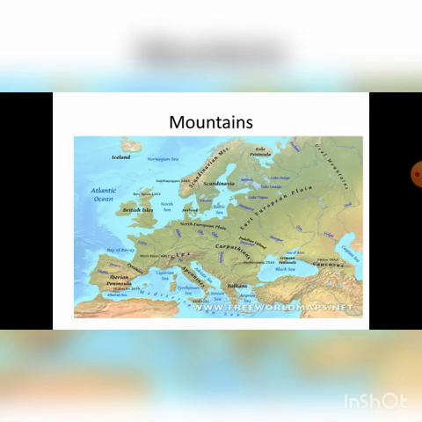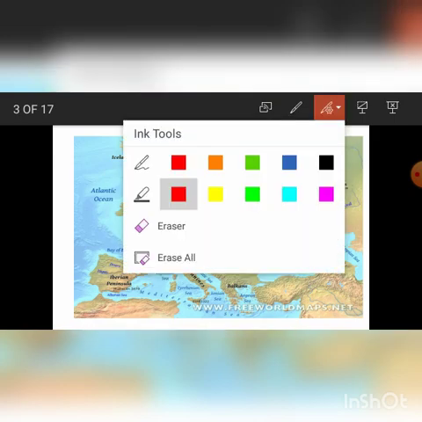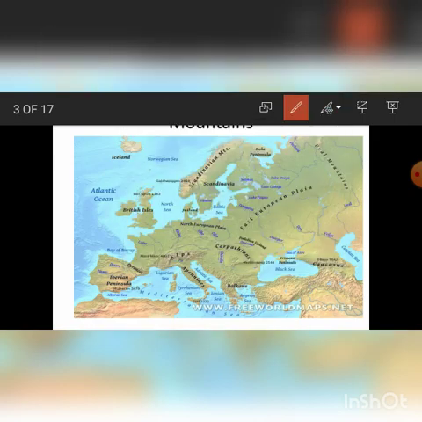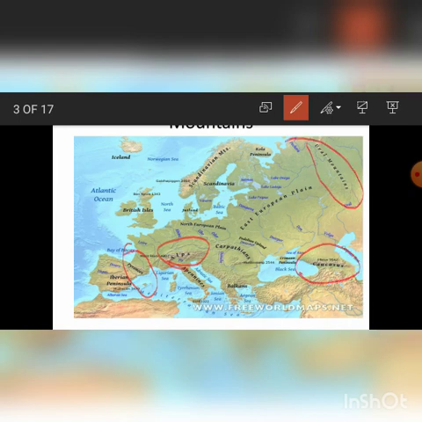Next, mountains. Europe has several snow-covered mountains. Important mountains in Europe are the Alps, Pyrenees, Caucasus and Ural Mountains. The Alps is the most important mountain range of Europe. It is always covered with snow.